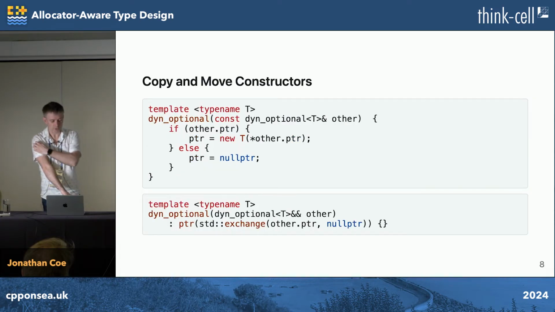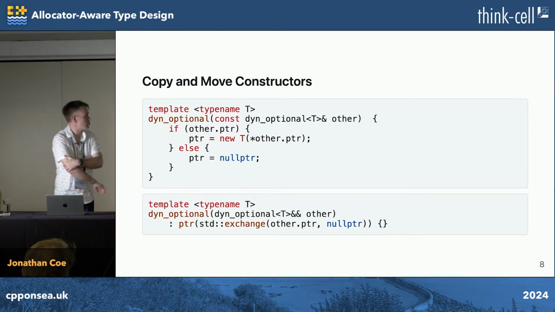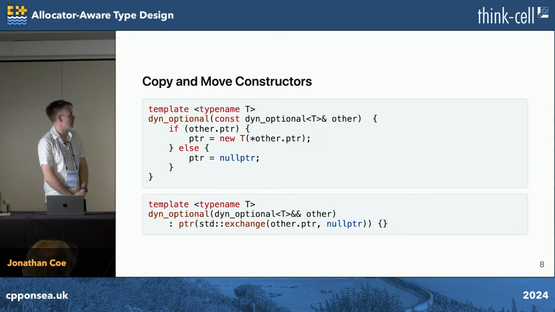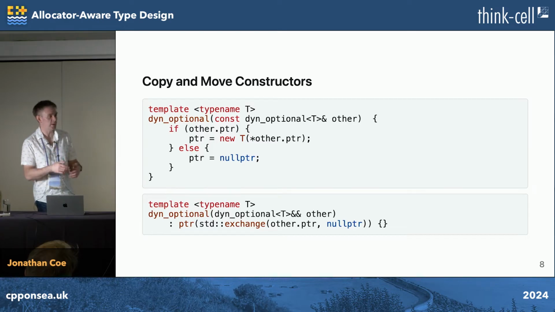And then we have a copy and move constructor. So for the copy constructor, we check that the optional we're copying from has actually got something in it. If it doesn't, then we just create an optional in a null state. If there was something in the other optional, then we copy the object in the other optional. This requires the optional object to be copy constructible. The move constructor is similar, but we don't bother checking to see if there's something there or not. We don't care. We just take it and then null out the thing we moved from.